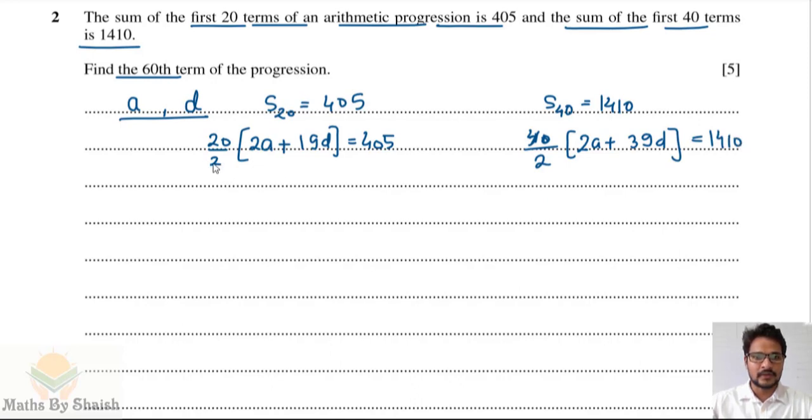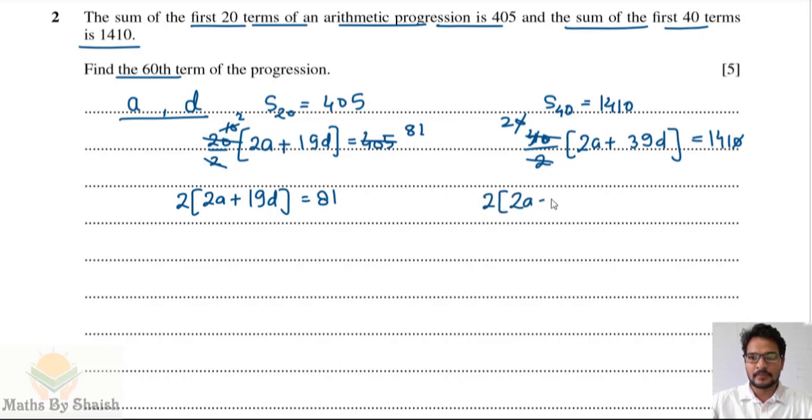So let's simplify it. We can divide by 10 on the first and by 20 on the second, and we can divide by 5 also, so altogether we get 2a plus 19d equals 81, and from the second we can cancel the 0 also, and we get 2a plus 39d equals 141.